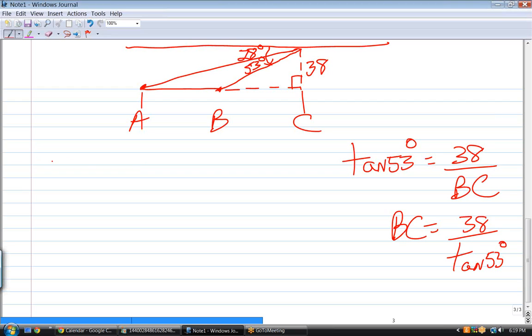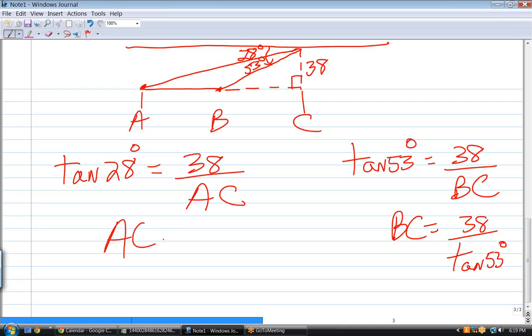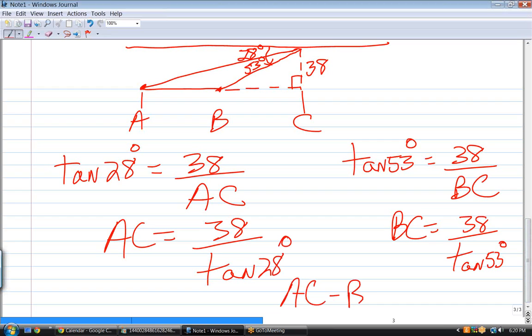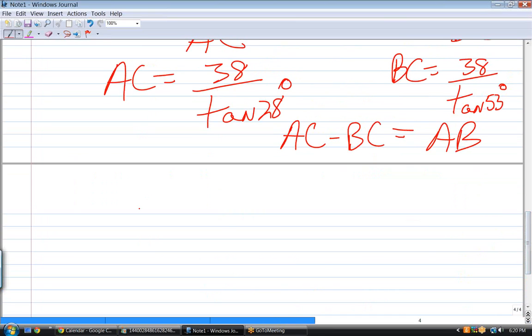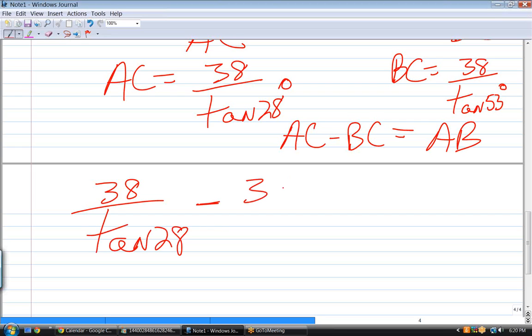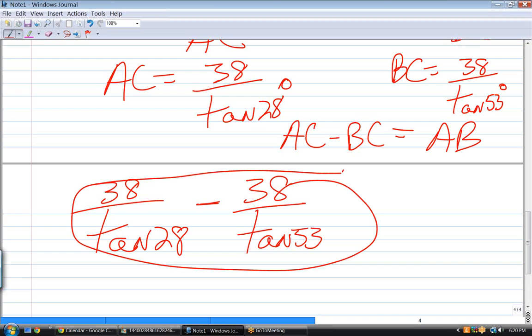It'd be tangent of 28 equals 38 over AC. So AC equals 38 over the tan of 28. And finally, AC minus BC equals AB, which is what we're trying to find. So we have 38 over the tan of 28 minus 38 over the tan of 53. And that's going to be your answer for the distance between the two boats.